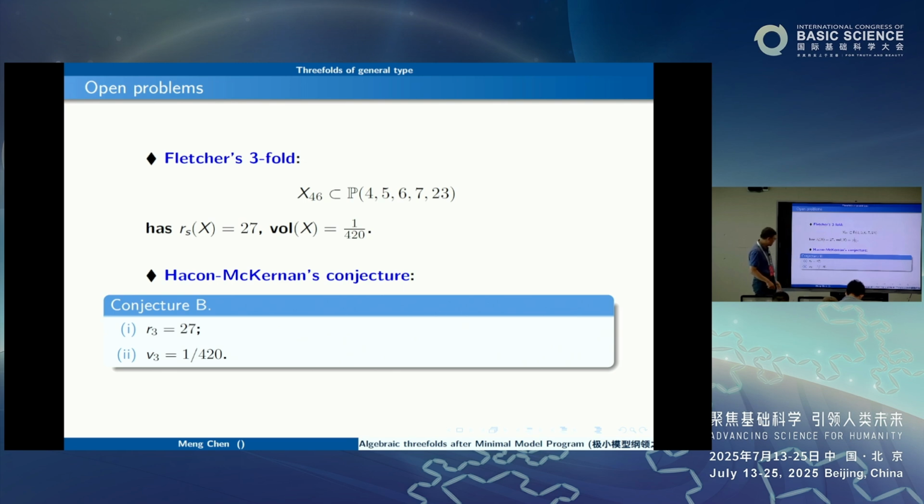So that means it's conjectured that the canonical stability index should be 27, and the minimal volume should be 1 over 420. This is based on this example. But so far, there are no other examples with canonical volume smaller than this number. So I don't know, this is still a very interesting problem.